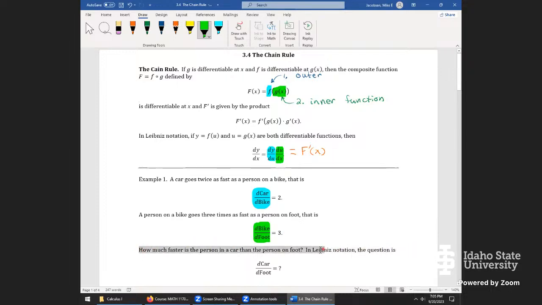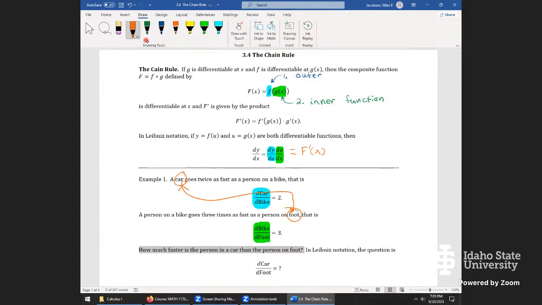That takes us to the overall question. How much faster is the person in a car than the person on foot? That's kind of weird because, well, we know how the car relates to the bike, and we know how the bike relates to the person on foot, but they're asking us to go from the car to the foot. We can absolutely do that.